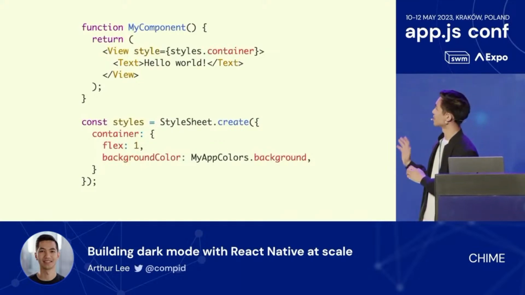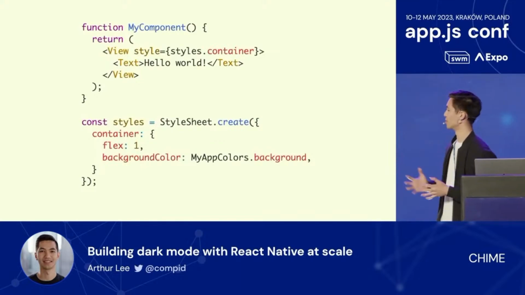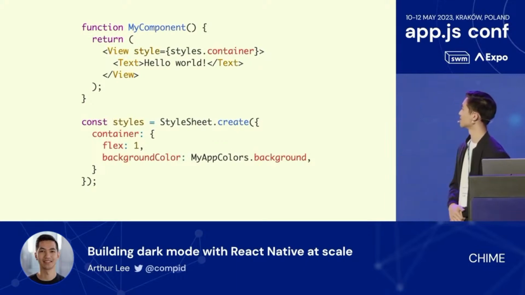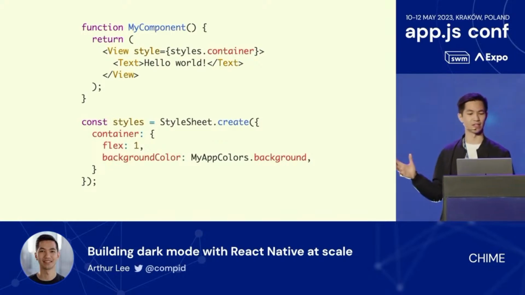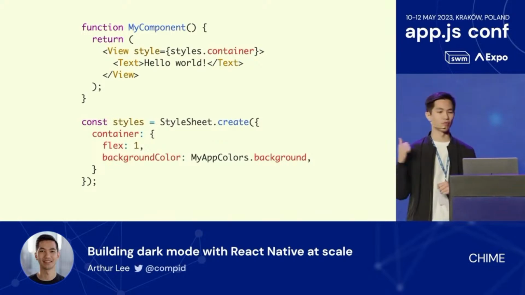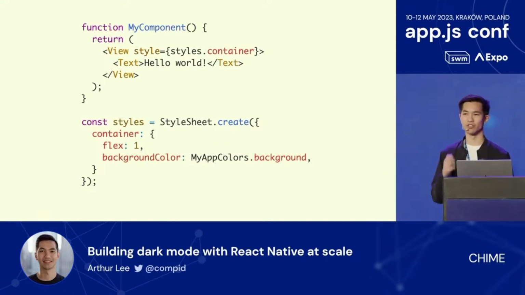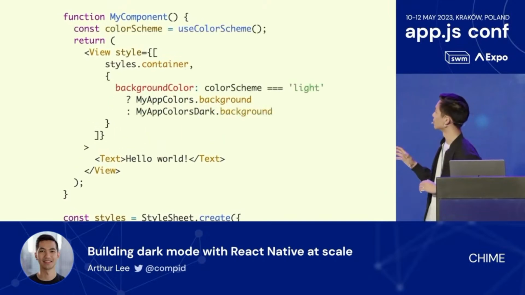What that means is, if you look at this example of a sample component, we have hundreds of components that look like this. We have a view where the container has a background color and then maybe some other styles in it, like flex 1. If we were to adopt the traditional approach, we would have to do quite a refactor.